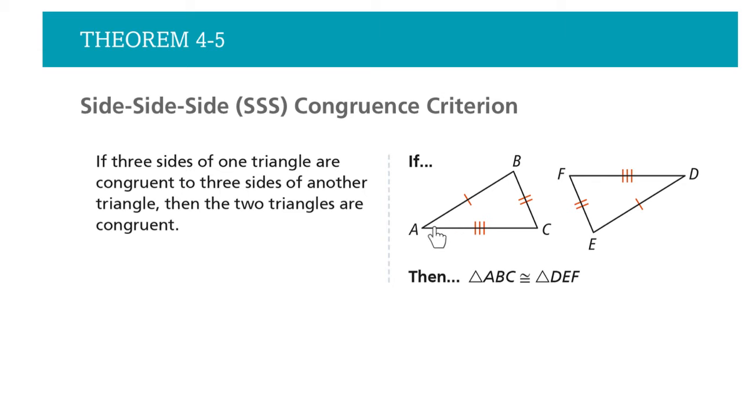So in this picture here we got segment AB that's congruent to segment ED, we got segment BC congruent to segment EF, and we got segment AC congruent to segment DF. And so each side of this triangle has a match or a partner that it's congruent to in the other triangle, and that makes these two triangles congruent.